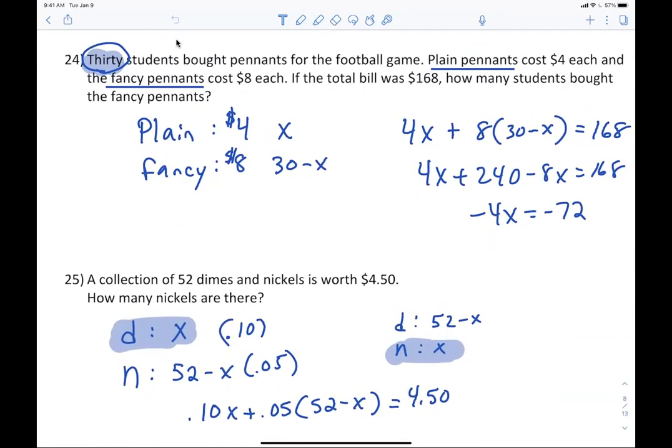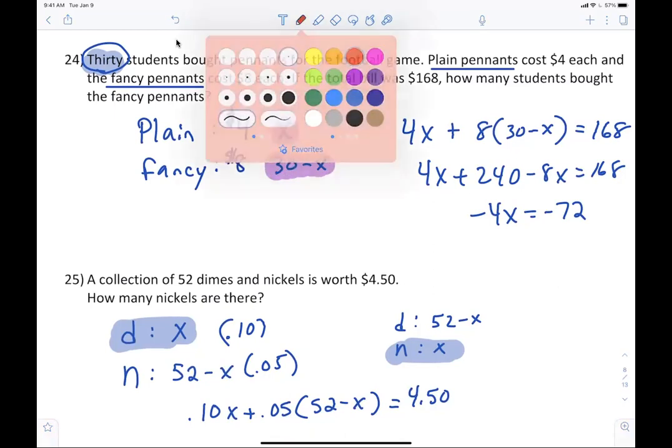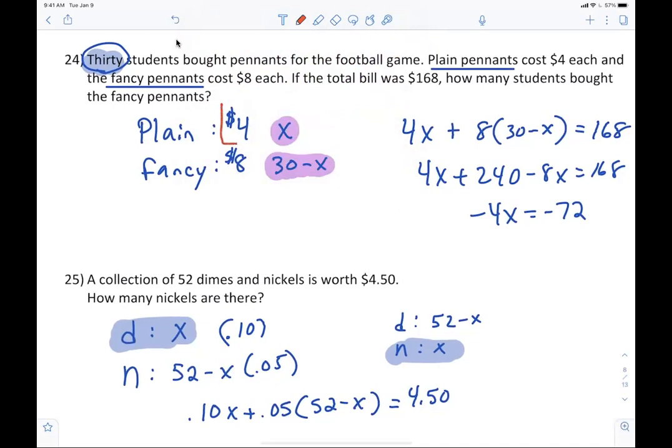Not every time, but most of the time when they give you a total, you know that one of them is going to be X and one of them is going to be 30 minus X. You with me on that? So now to find the total cost, make sure you're understanding what I'm saying. You would multiply the cost by the number that you bought.